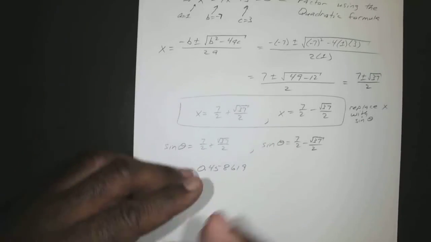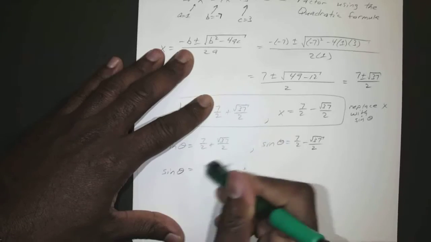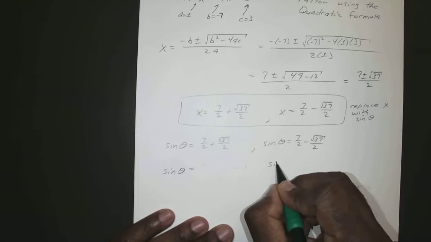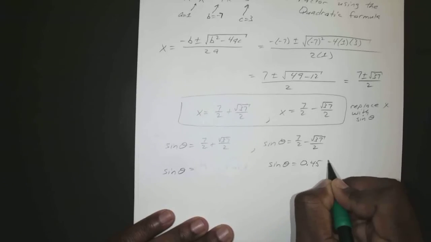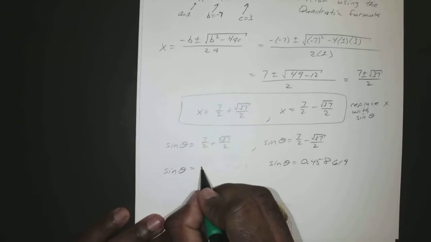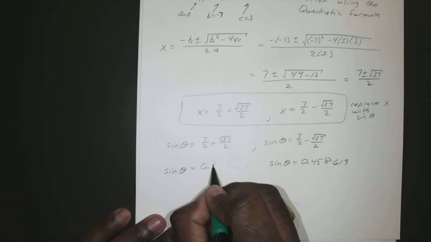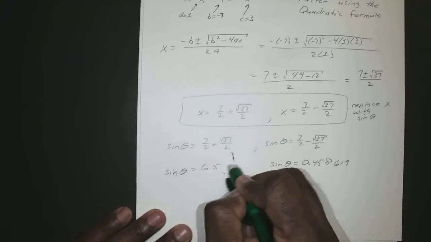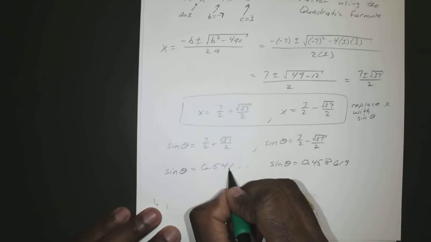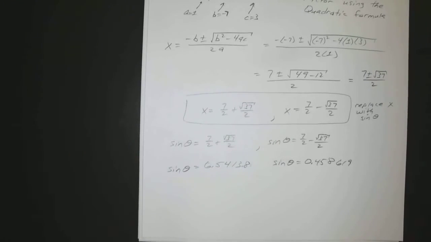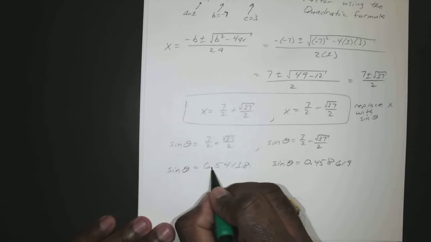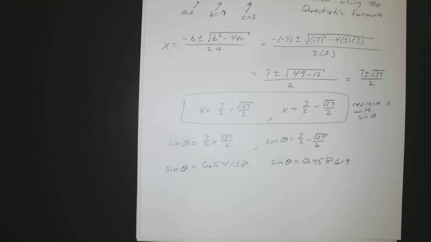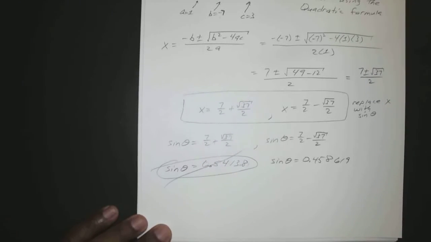Actually, I think these should be switched around. I think I wrote them under the wrong one. This one should be 0.458619, and this one should be 6.54138. Okay, so you have 6.54138, and you have 0.0458619.